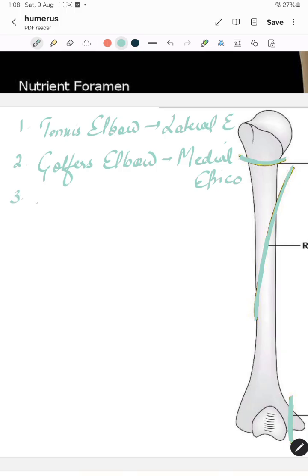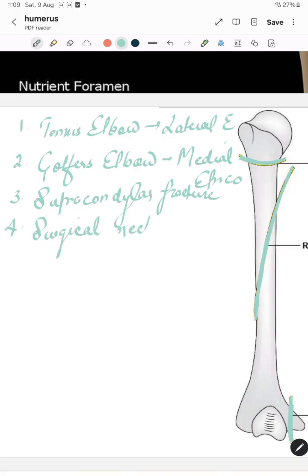One is supracondylar fracture of humerus, which may lead to injury to the brachial artery. If injury to the brachial artery takes place, the condition arises which is known as Volkmann's ischemic contracture. Surgical neck fracture may injure the axillary nerve, because the axillary nerve is related to it.